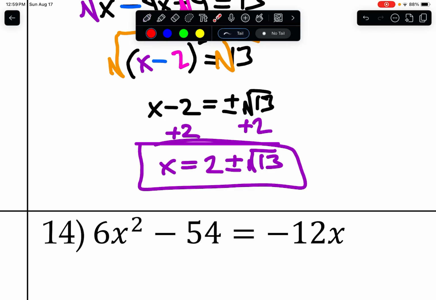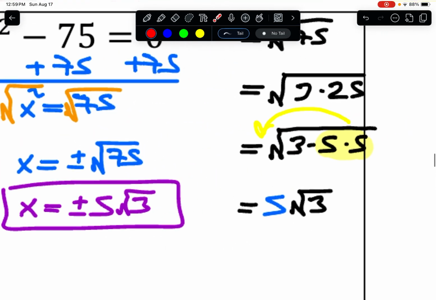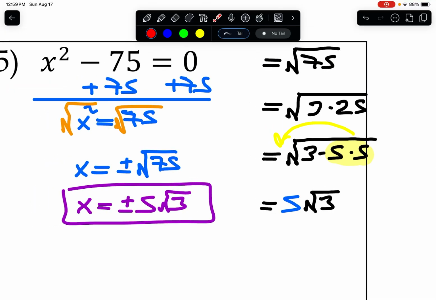Now, if this radical right here, if this 13 was a number like, I don't know, 12, 24, 48, or anything like that, where it could branch and simplify, kind of like what we did up here, then you will be expected to simplify that radical.